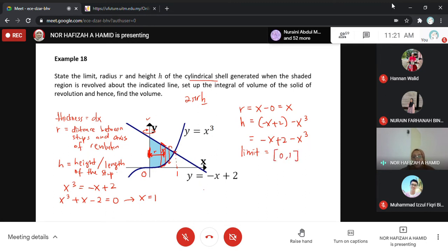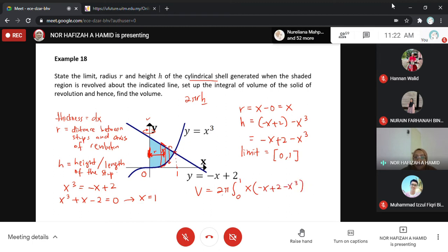Then you can directly substitute into the formula, which is 2 pi with limit from 0 until 1, and substitute R is x and H is negative x plus 2 minus x cube.